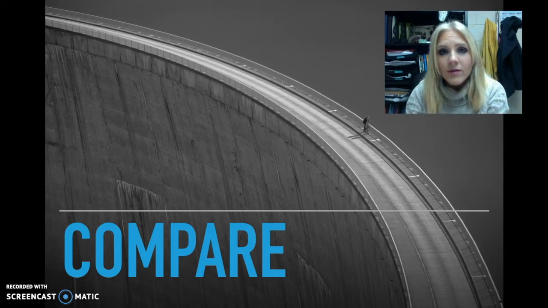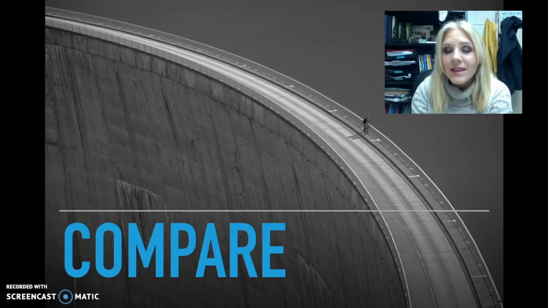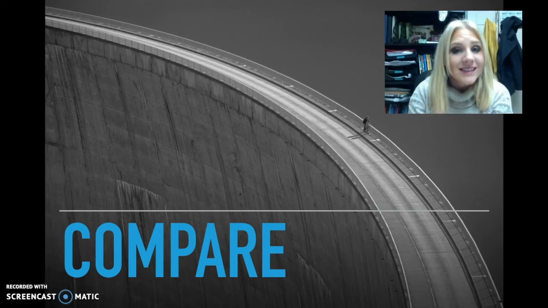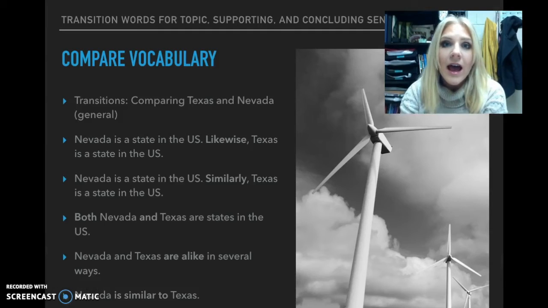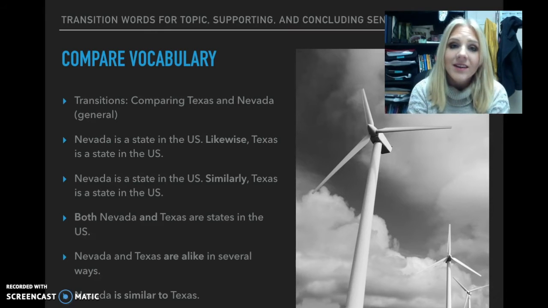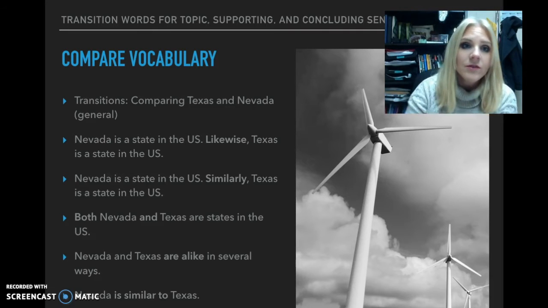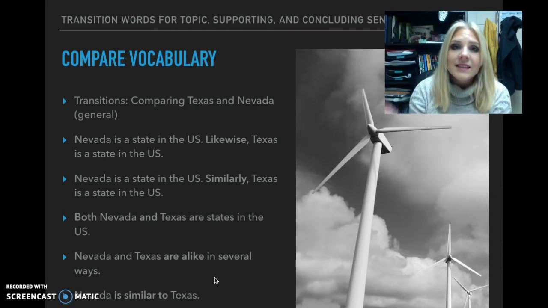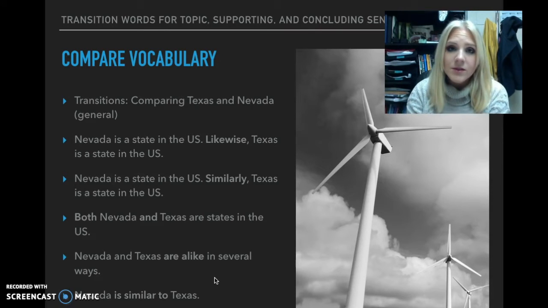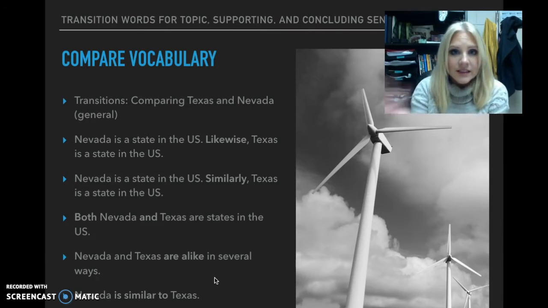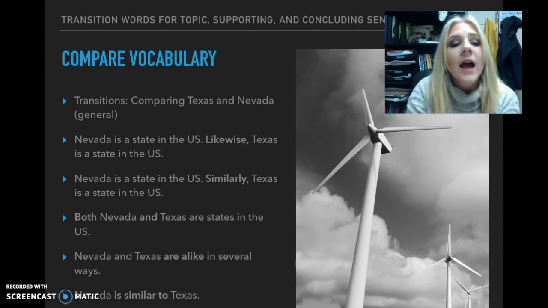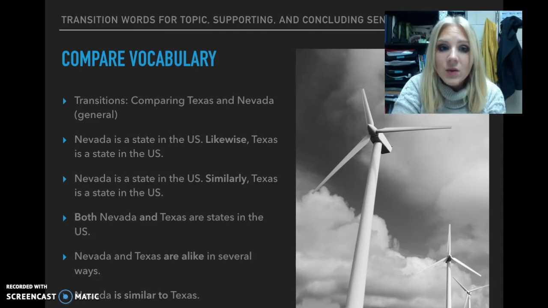Okay, now when we write a paragraph of comparison, we're going to talk about how things are alike, how things are the same. So compare how things are the same. So first of all, we looked at a lot of different comparative vocabulary words and a lot of comparative transitions and comparative signal words. And I've listed a bunch of them over here if you look to the left of your screen. So all of these, I chose two topics to compare, two broad topics, the state of Texas and the state of Nevada. And so I have Nevada is a state in the U.S.